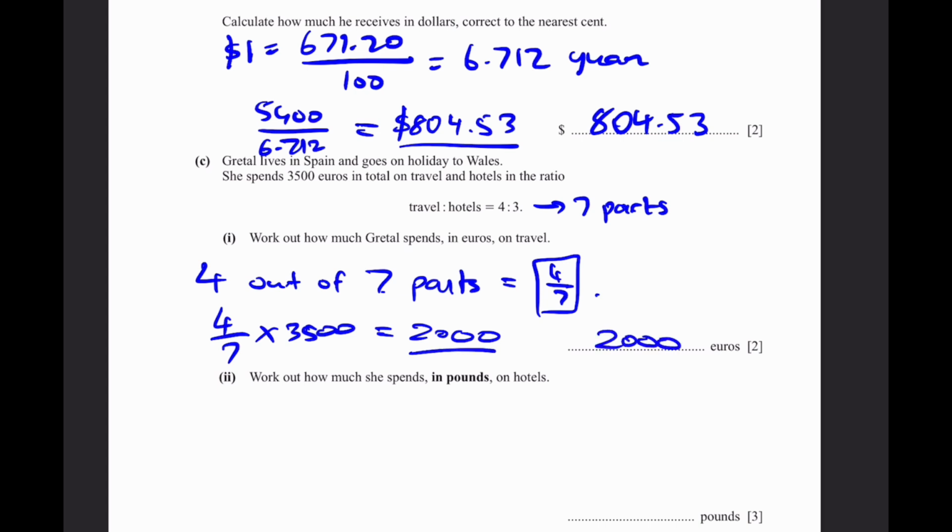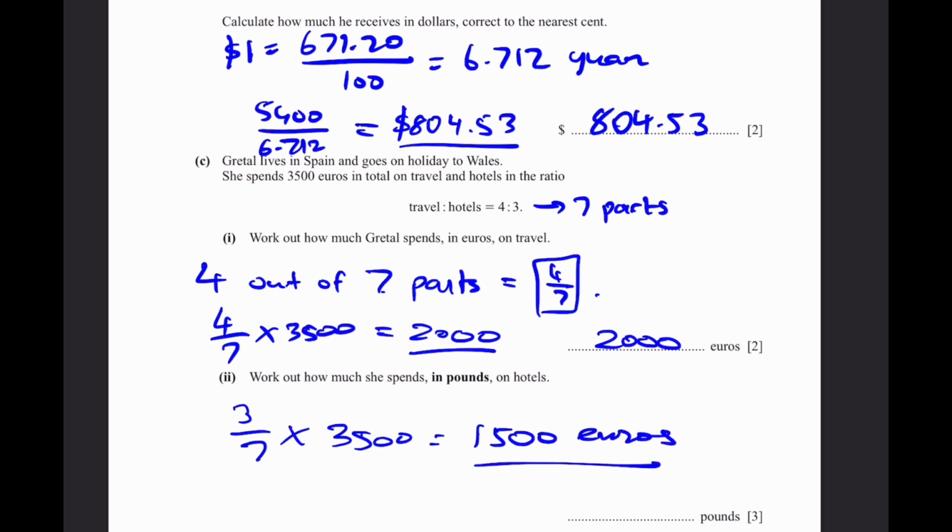Work out how much she spends in pounds on hotels. Well, we know that hotels is 3 parts out of a total 7 parts, and that's just 3 by 7 of the total 3,500, which is equal to 1,500 in euros on hotels. Now, what about pounds? Remember that they've asked us for the total amount of pounds which he spends, not the euros. So you have to convert euros to pounds.